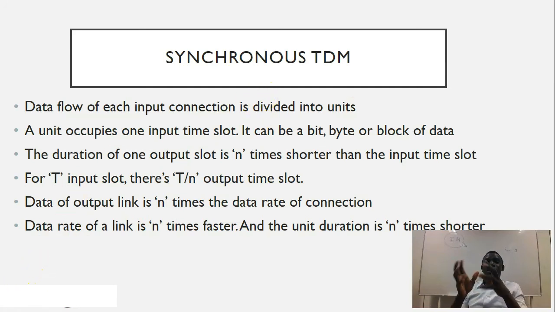In synchronous time division, a unit occupies 1 input time slot. The duration of 1 output time slot is n times shorter than the duration of 1 input time slot. If we have 4 channels, each with time t, then the duration of the output time slot will be t out of 4.